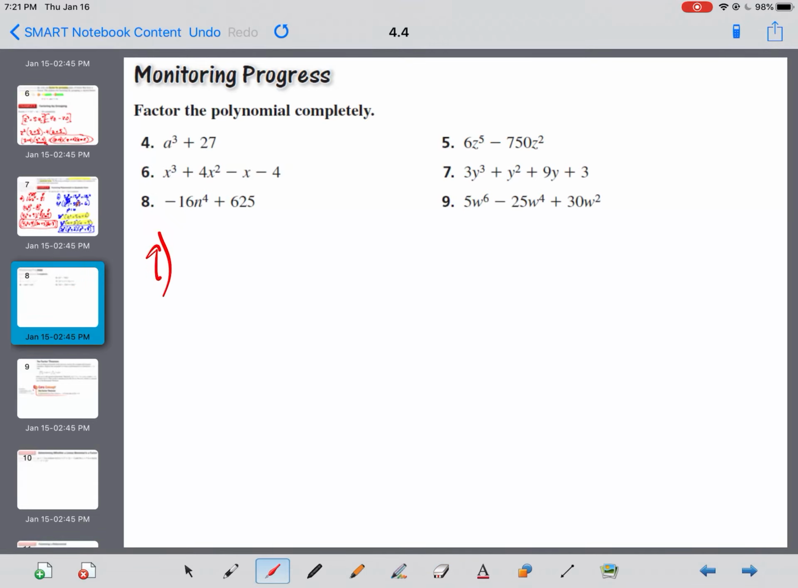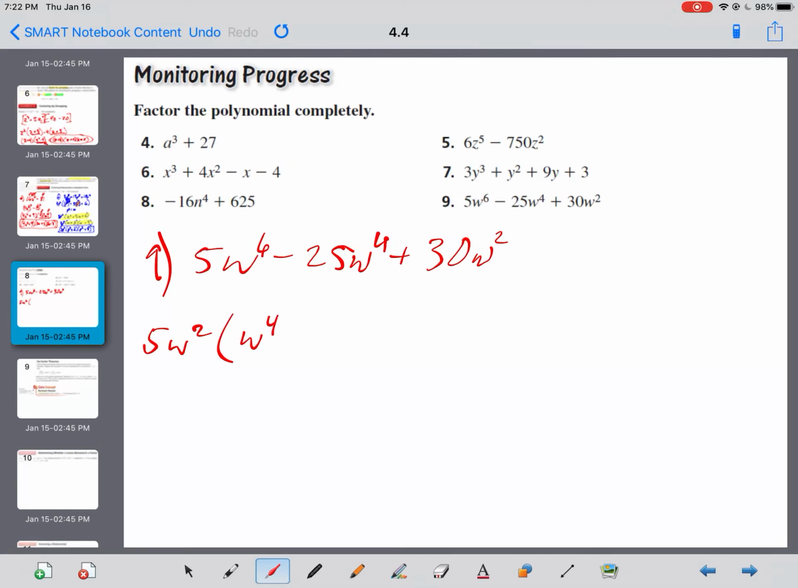And let's check number 9. 5w to the 6th minus 25w to the 4th plus 30w squared. I can already tell it's probably going to be a quadratic form because it's 3 parts. It looks quadratic, but it's not. So let's pull out what we can. They all have a 5 factor. They all have a w squared factor. That leaves me w to the 4th minus 5w squared plus 6.